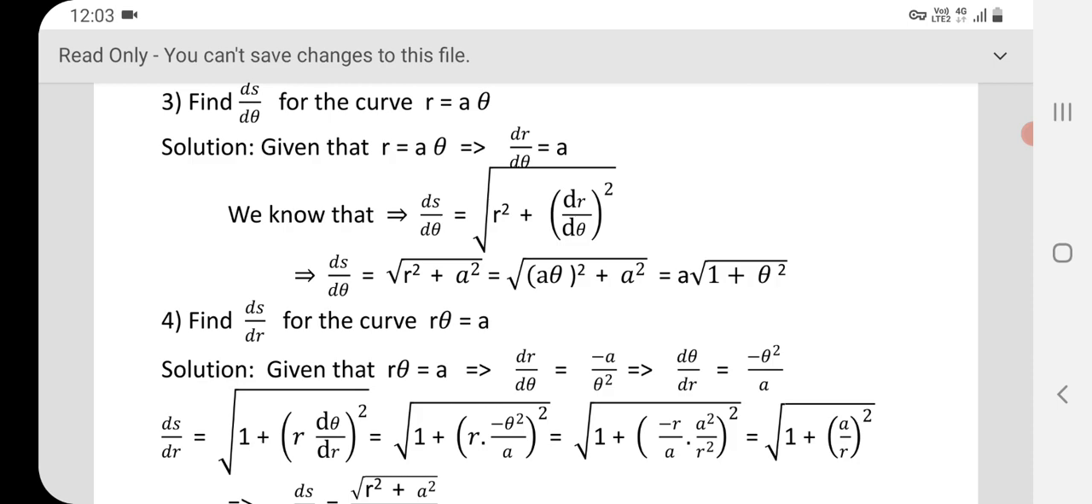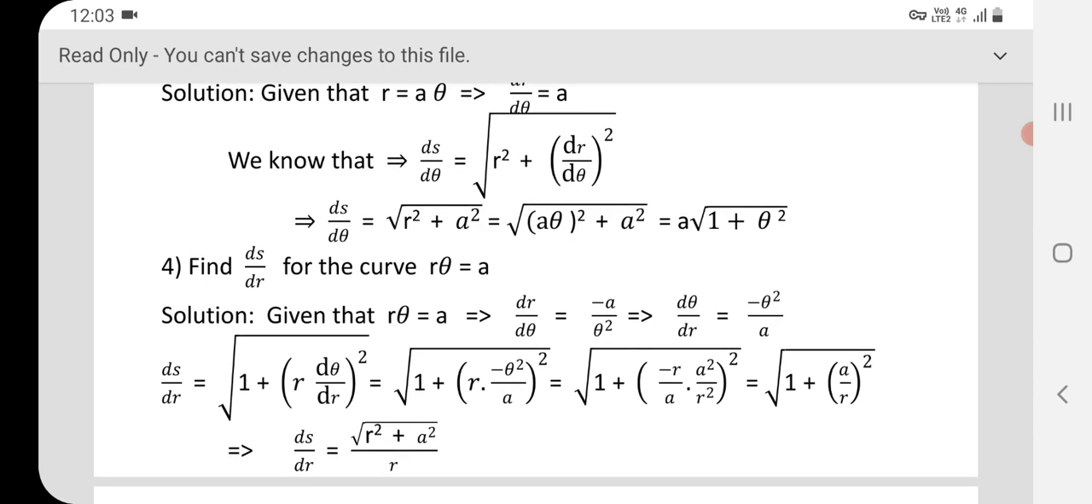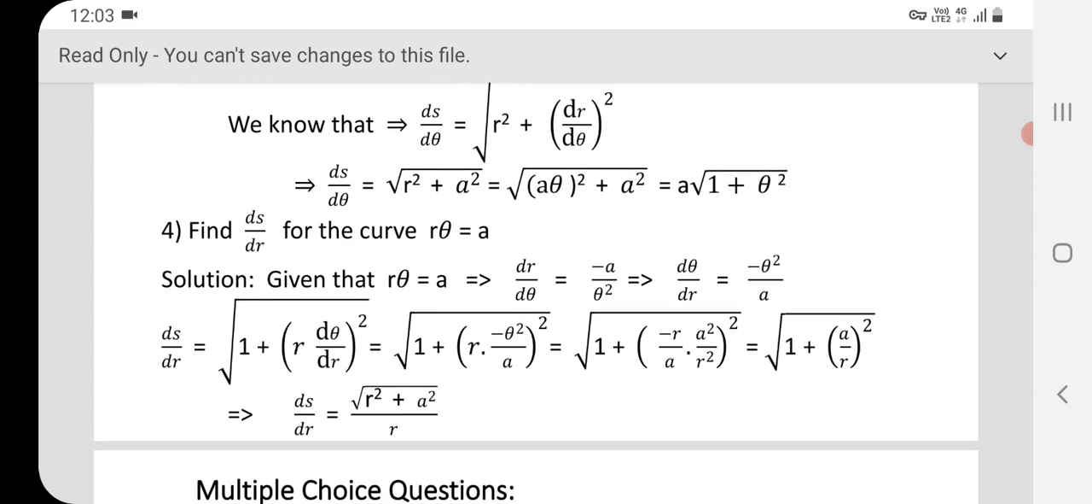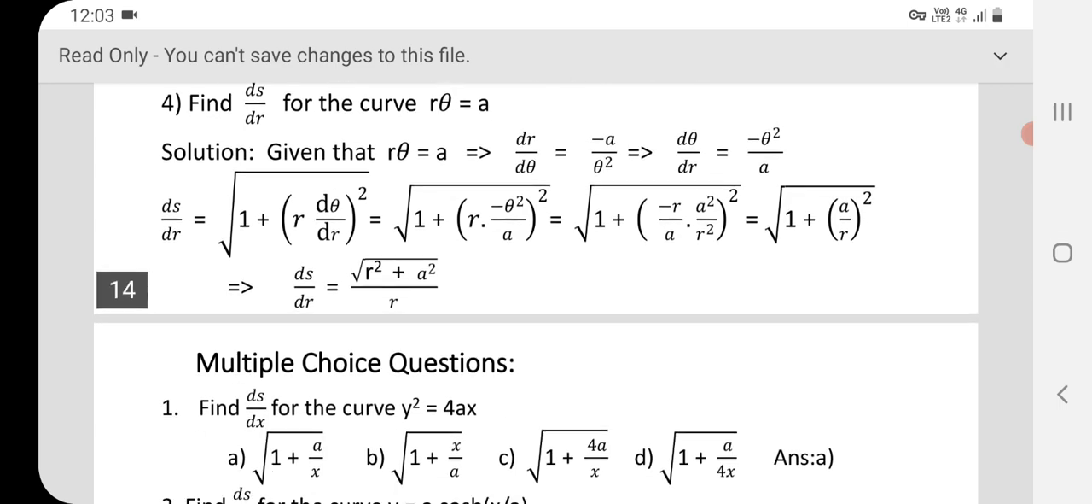Next, find ds by dr for the curve r theta equals a. Now once again you have to differentiate this function with respect to theta. You get minus a by theta square. Otherwise, the reciprocal of this one is nothing but d theta by dr equals minus theta square by a. Now we know that ds by dr equals root of 1 plus (r into d theta by dr) whole square. Let us take the substitution here and simplify. We get here r cancels, a will be cancelled, remaining root of 1 plus (a by r) whole square. Otherwise it becomes square root of r square plus a square.